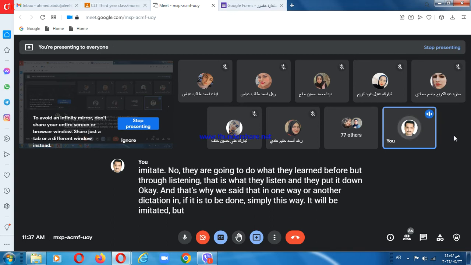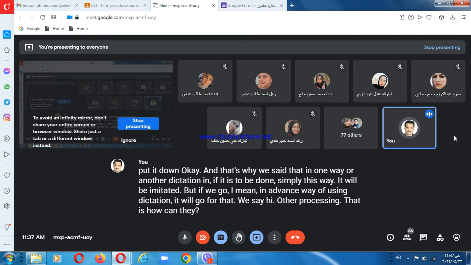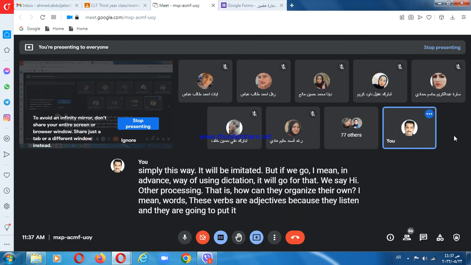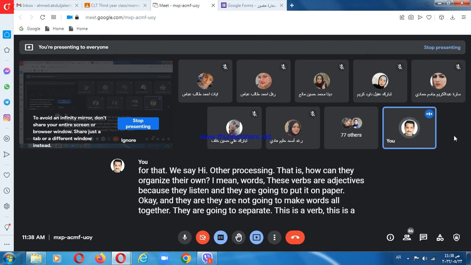But if we use dictation in an advanced way, it will go for higher order processing. That is, how can they organize their own words, these verbs, these adjectives, because they listen and they are going to put it on paper. They are not going to write words all together. They are going to separate. This is a verb, this is a noun, this is an adjective.